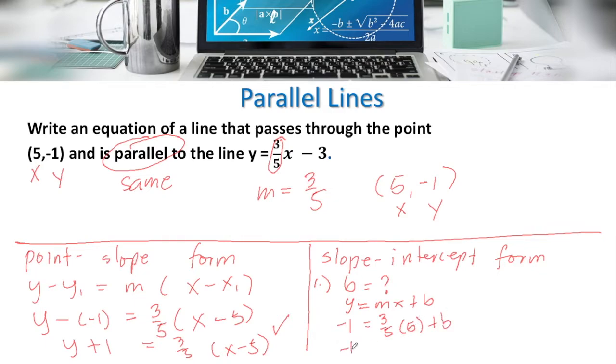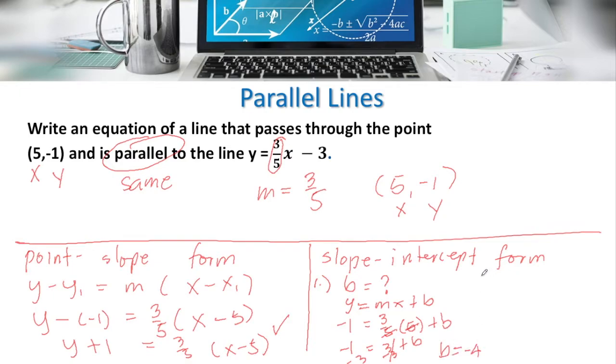This is negative 1. Then cross this out. Then we have 3 plus b. And then get rid of 3 by subtracting 3 on both sides. So cross this out. So b is equal to negative 4.